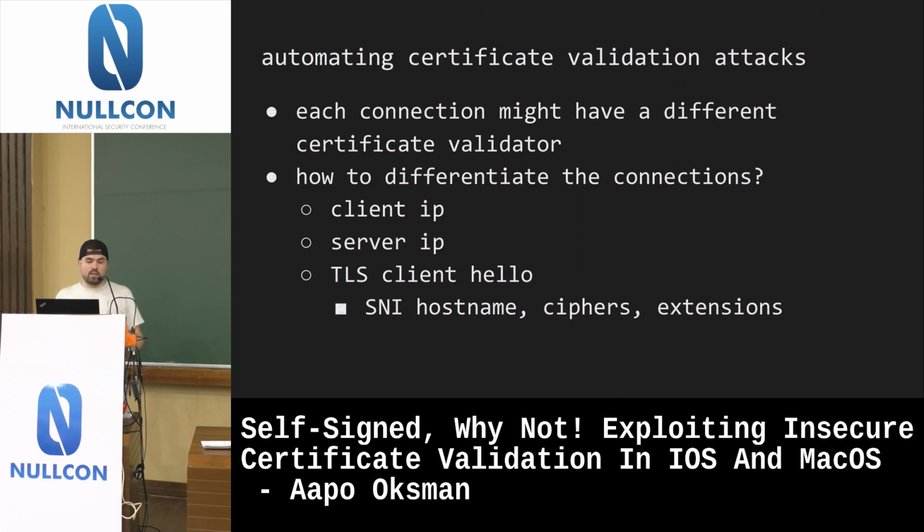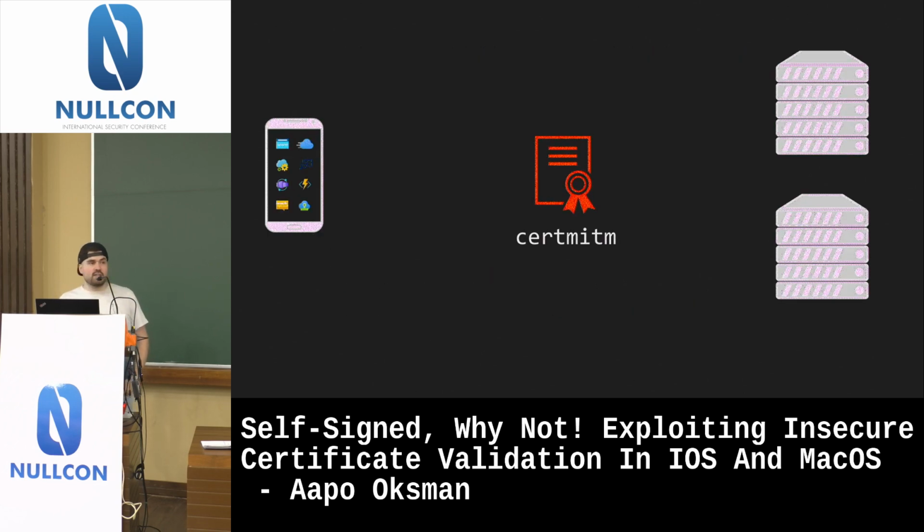So if it wants a different host name, then obviously it's a different connection. But if it wants the same host name, but it only accepts certain different ciphers, then we know that it's a different library or different implementation. So it's a different connection. And for this, I created this tool called Certmitm, and you can automate certificate validation attacks with this.